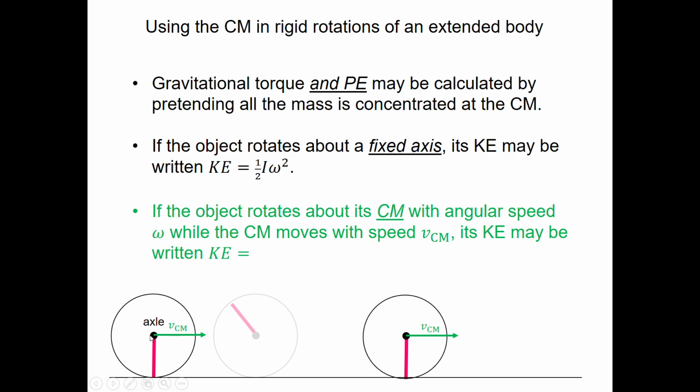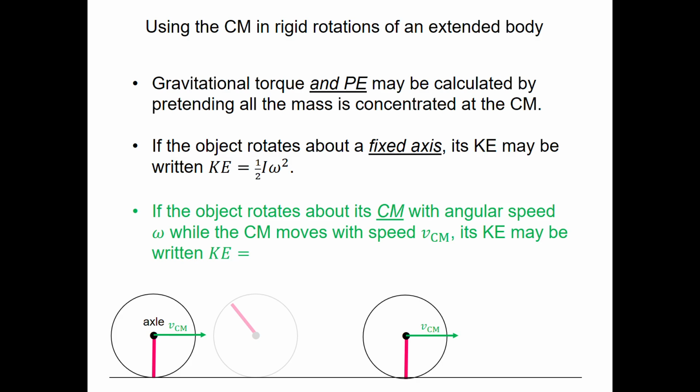Okay, so here I mean the center of mass of the wheel itself. This may be part of a car, but here we're only considering the center of mass of the wheel. So this is how fast the axle is moving, or the center of mass is moving. If an object is rotating about its center of mass with angular speed omega while the center of mass moves with speed v center of mass, how do we write the kinetic energy?